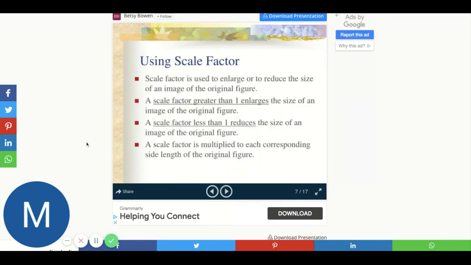There are a couple things to remember when using scale factor. Remember, scale factor is used to either enlarge or reduce the size of an image. Remember, that image is not going to change its angles. The corresponding angles are going to stay equal. Now, the only difference is if the scale factor is greater than 1, that means the image is going to be enlarged. If the scale factor is less than 1, it is going to be reduced. When given side lengths of an original figure and a scale factor, to find the new side lengths, you are going to multiply each side length by the scale factor.